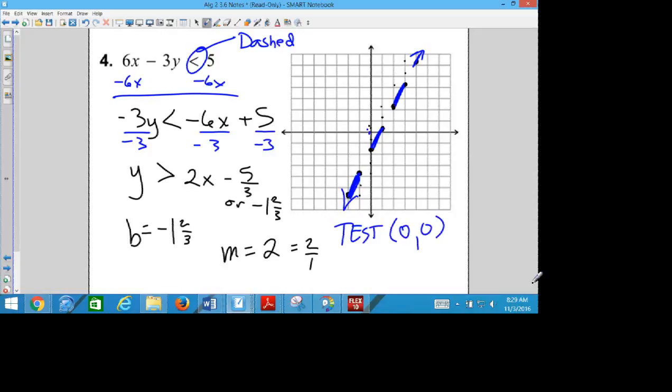All right, original question. 6 times 0 minus 3 times 0 less than 5, so 0 is less than 5, right? True? Okay. So then we get to shade 0, 0.